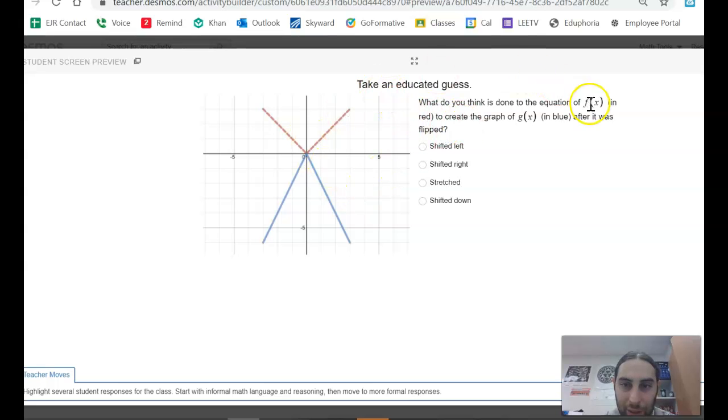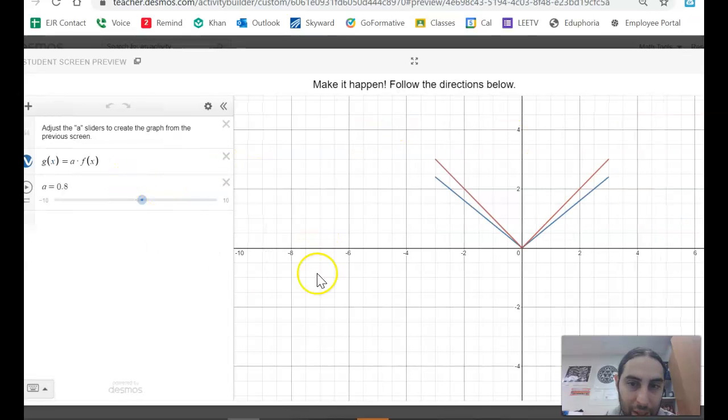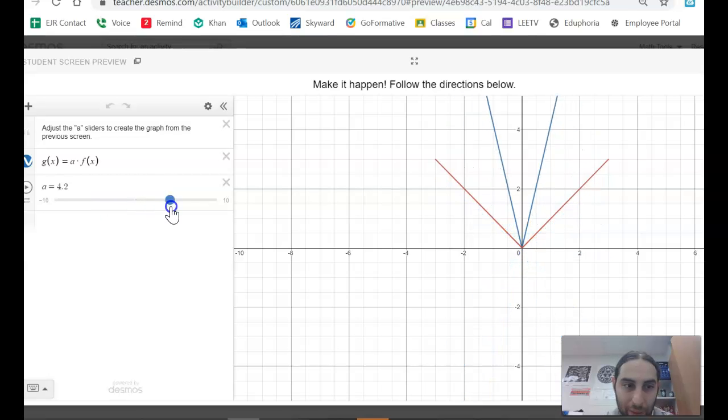All right, take an educated guess, what do you think is done to the equation f of x, the red one, to get down here to the blue one? Well, it's not shifted, it is flipped over, but one thing that we notice is that instead of going up 1 over 1, it's going down 2 over 1. That's because it's been vertically stretched. It's a stretch right there. Okay, so we're going to move this slider that's going to change the number in front of f of x. It's like a multiplier. The multiplier, if it's greater than 1, it makes it vertically more narrow, vertically stretched. But if it's less than 1, you see how it gets wider, fatter, okay? But we call that a vertical compression or horizontal stretch.